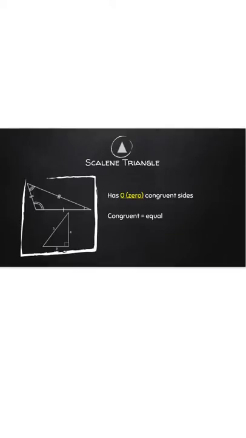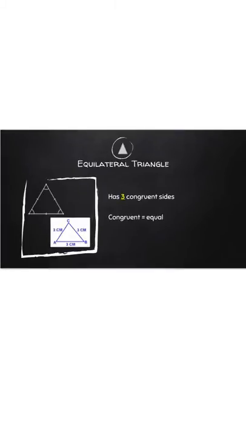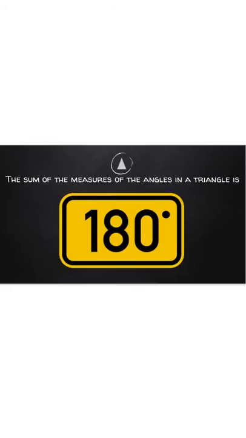A scalene triangle has 0 congruent sides or 0 sides that are equal in length. An isosceles triangle has 2 congruent sides or 2 sides that are equal in length. And an equilateral triangle has 3 congruent sides or 3 sides that are equal in length. All the sides are equal. And remember that the sum of the measures of all the angles in a triangle is 180 degrees.